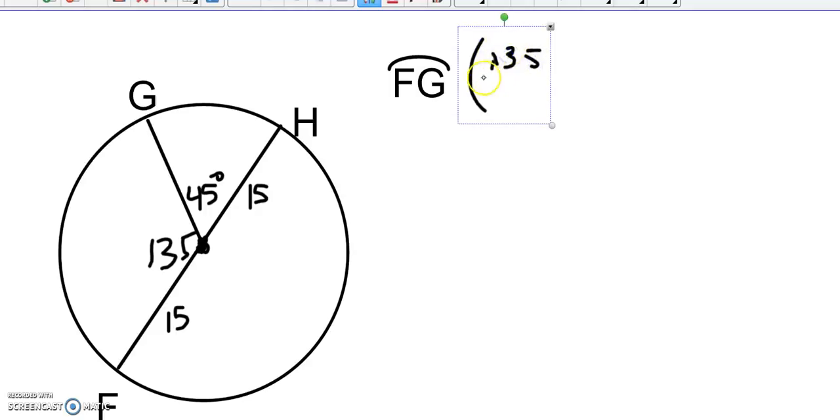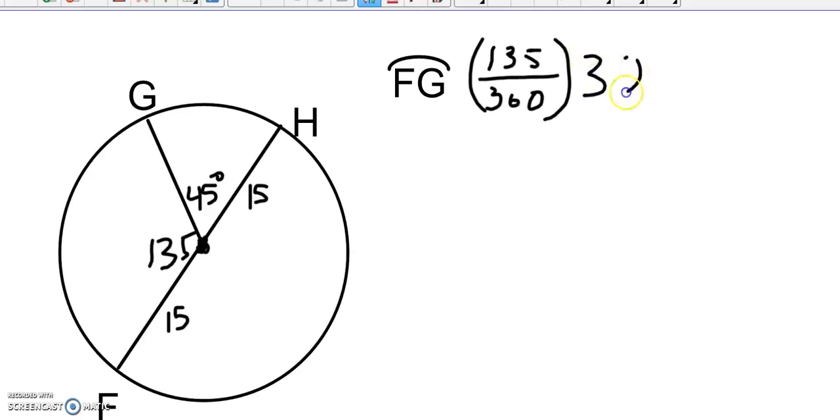Out of 360. And then we're going to multiply that. We're going to multiply that 135 out of 360 times 2 times pi times the radius, and 2 times 15 is 30, so that becomes 30 pi. So 135 out of 360 times 30, and it gives me 11.25. So 11.25 pi is going to be my answer.